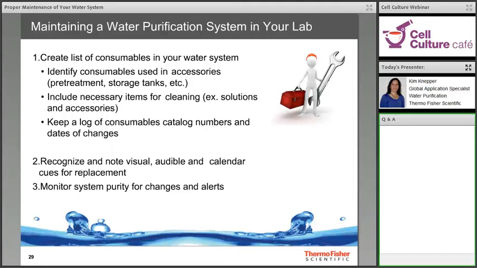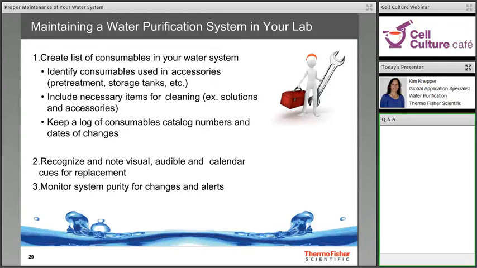Two, understand and recognize when to change the consumables. Is there an audible alert? Is there a visual signal? Or is it just simply based on time? And then three, monitor the system's purity for any changes and alerts. Some water systems are designed to help you know when to take action before the purity drops to critical levels. But sometimes changes happen gradually over time, so it's good to be aware of the system's overall performance.